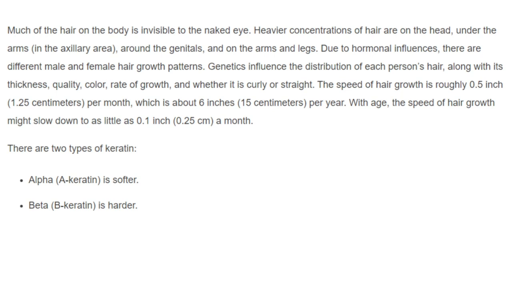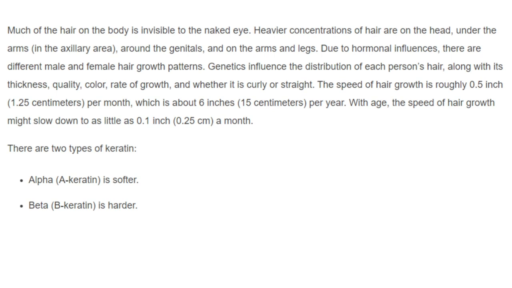Genetics influence the distribution of each person's hair, along with its thickness, quality, color, rate of growth, and whether it is curly or straight. The speed of hair growth is roughly 0.5 inch, 1.25 centimeters, per month, which is about 6 inches, 15 centimeters, per year. With age, the speed of hair growth might slow down to as little as 0.1 inch, 0.25 centimeters, a month.